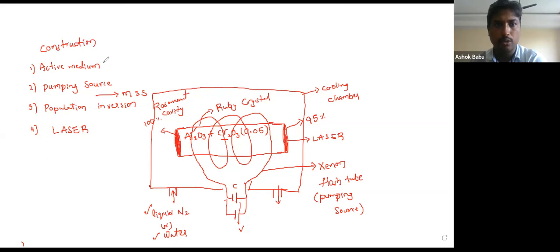Now coming to the active medium. Here the total lasing transition takes place within the ruby crystal. That's why the active medium is the ruby crystal. The ruby crystal consists of aluminum, oxygen and chromium particles, but not all the particles are responsible for the laser transition. Only chromium particles, the Cr3+ ions, are responsible.